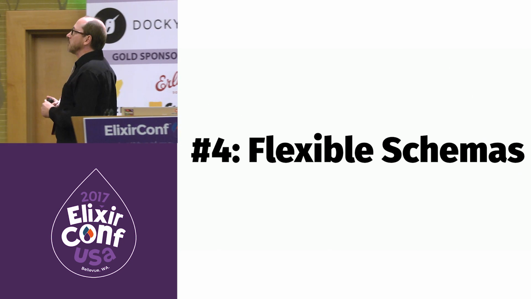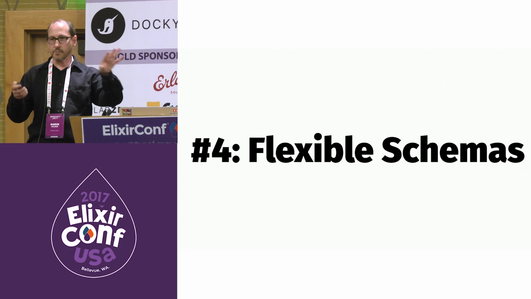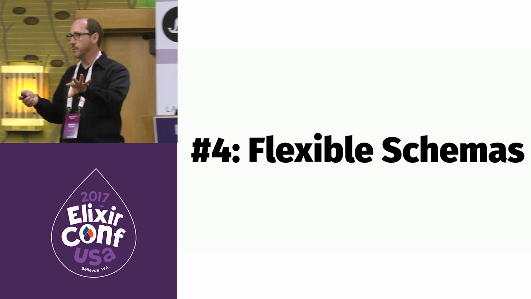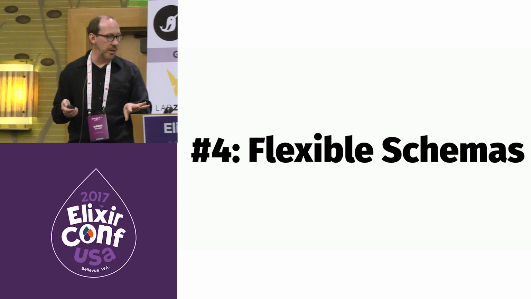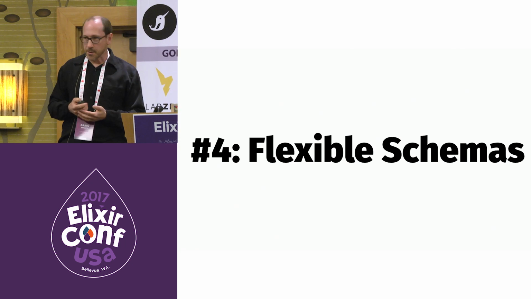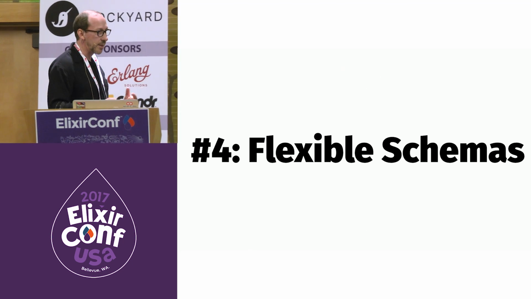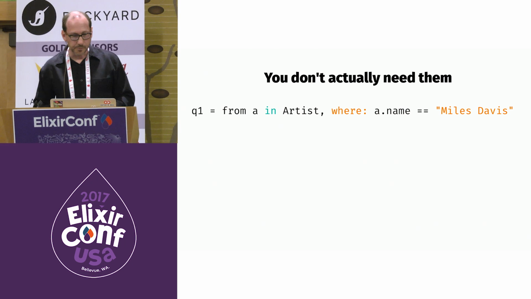Big idea number 4, flexible schemas. Now earlier, at the very beginning, I mentioned that doing the hard work of mapping your schemas to your database table by hand would open up some options for you. So we'll take a look at those now. Schemas in Ecto are very, very flexible, and you can set them up to do exactly what you need.